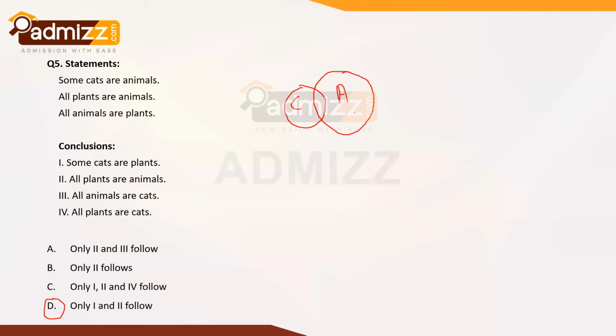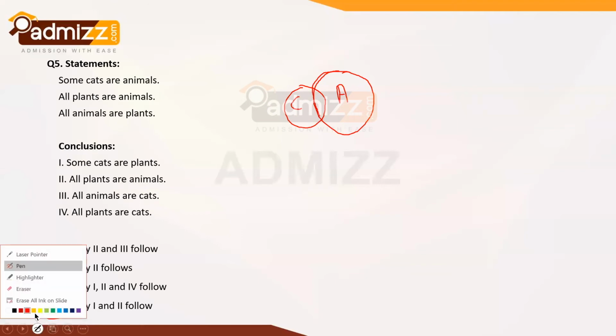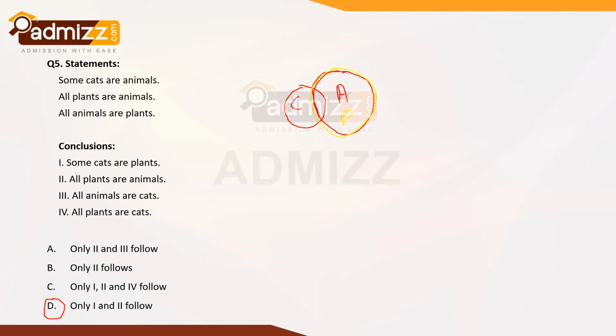All plants are animals. All plants are animals, and all animals are plants. So what that means is that plants and animals, just give me a second. I'll be highlighting this in a different color so that it makes more sense. So this yellow one is the set of all plants, which I'll be representing by P. So take a look at this.